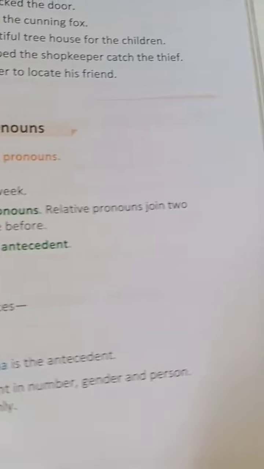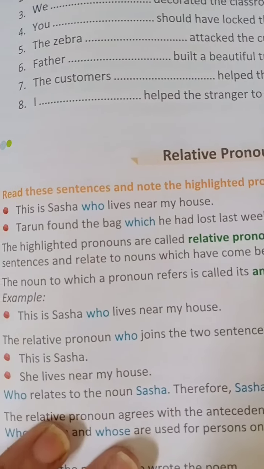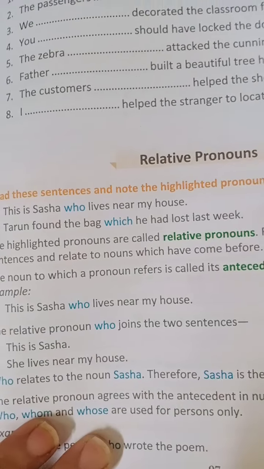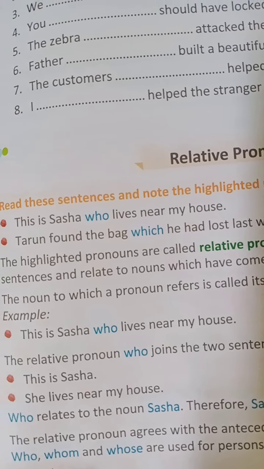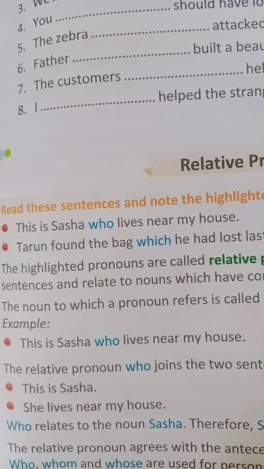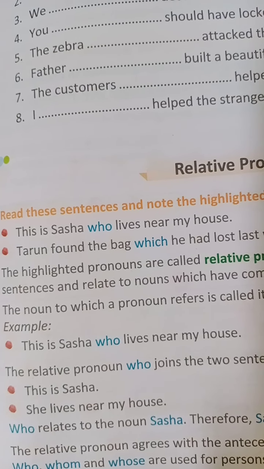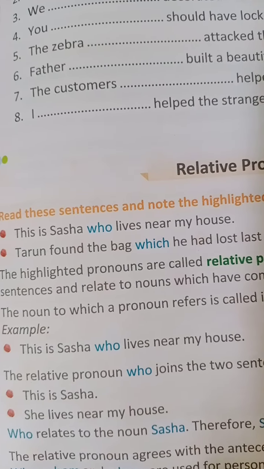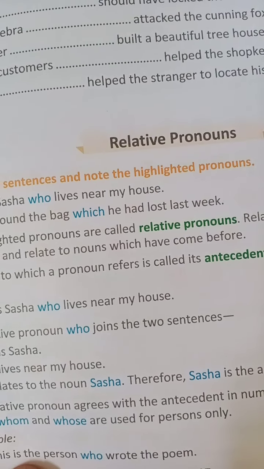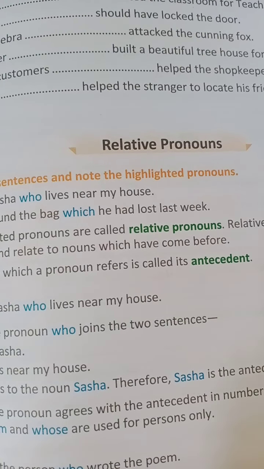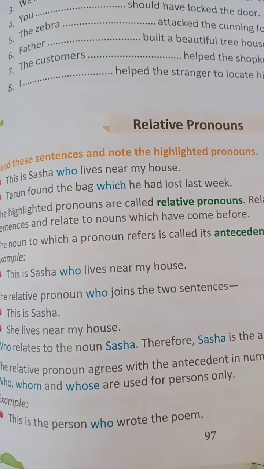And what is the last one? That is relative pronoun. So you are having 5 kinds of pronoun instead of the 4 I said. This is a relative pronoun because it shows the relation between the noun and the other part of the sentence. This is Sasha who lives near my house. Over here the word is relating back to the noun Sasha. So it is a relative pronoun. Tarun found the bag which he had lost last week, where which is referring back to bag. That is said to be a relative pronoun.